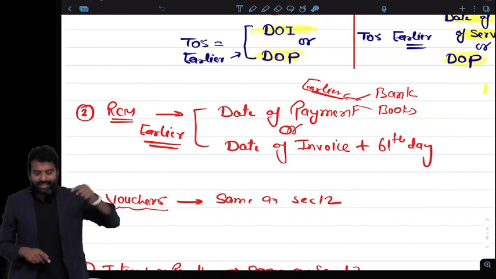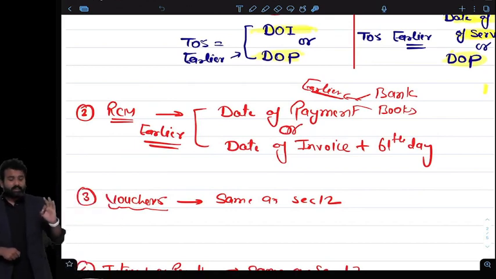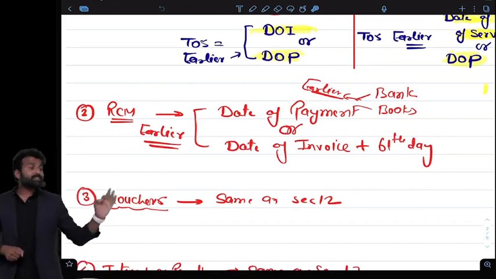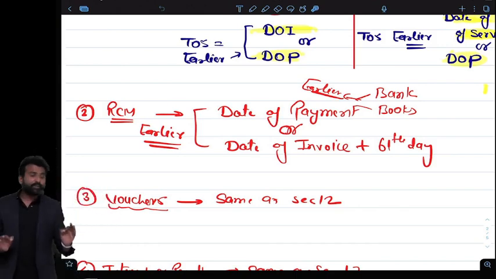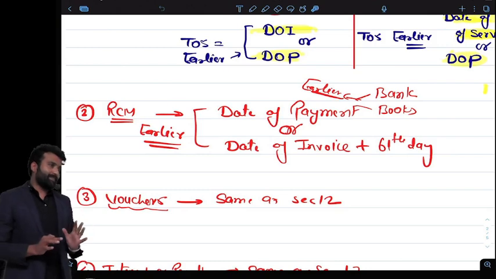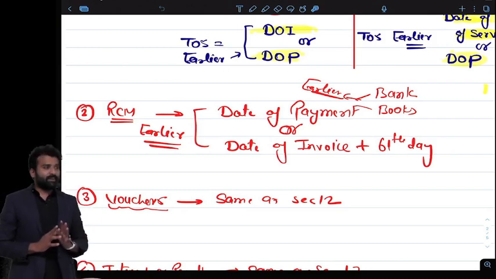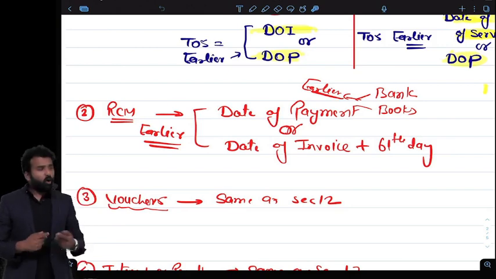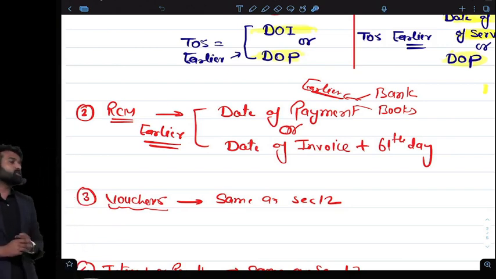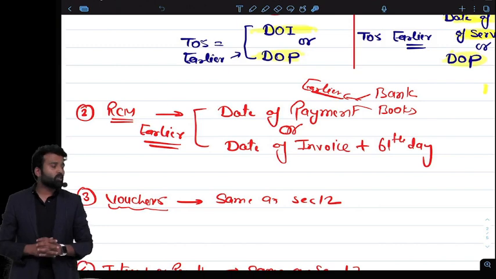but there is a slight difference. There was date of invoice plus 31 days. In services, RCM, time of supply will be date of invoice plus 61st day. So double the time limit. Not 31 days, it will be 61 days from the invoice or date of payment, whichever is earlier. There is no date of receipt of goods because these are not goods, these are services.